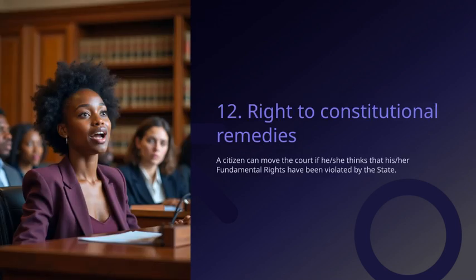Now, let's move on to the 12th key point, the right to constitutional remedies. Essentially, this means that if a citizen feels that their fundamental rights have been violated by the state, they have the right to approach the court. This is a crucial safeguard because it ensures that the rights granted by the Constitution are protected and can be enforced. So, in simple terms, if someone's rights are infringed upon, they are not left helpless. They can seek justice through the judiciary.